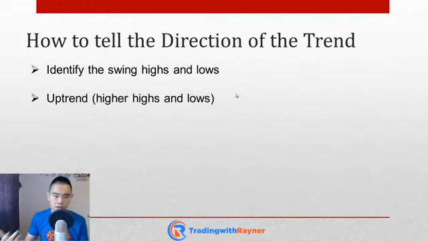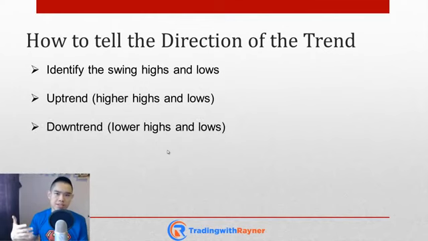An uptrend simply consists of higher highs and higher lows. Higher swing lows and higher swing highs. And a downtrend is just simply the opposite. You have lower swing lows and lower swing highs.